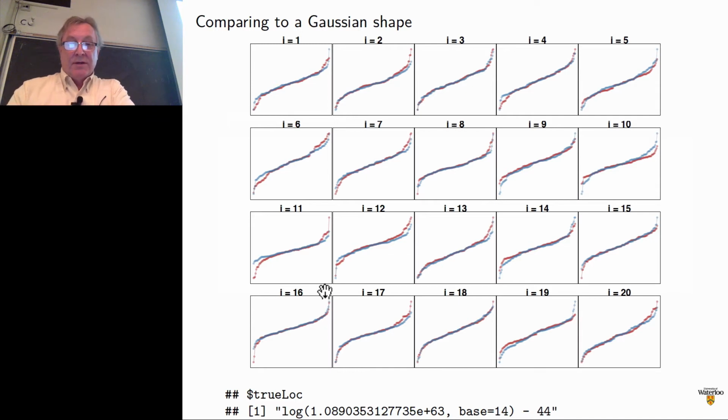13-ish. 12, couple. 13, 14, 15, 10. Again, about the same as we had for 11. 9, 8, 7, 6.